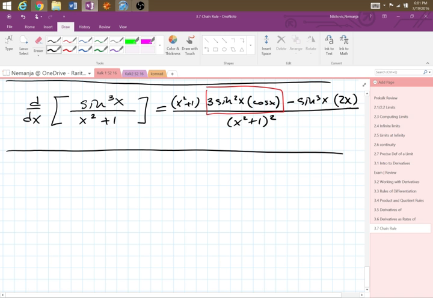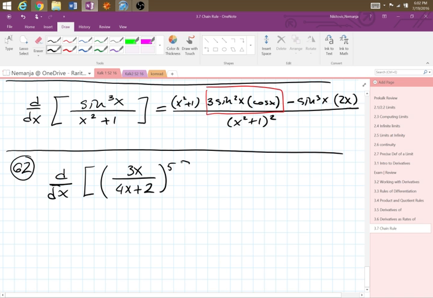Trying to see if they have anything interesting in the textbook, and they do. Look at that one. 62. What is the derivative of open parenthesis 3x divided by 4x plus 2, everything to the 5th power? Good luck.